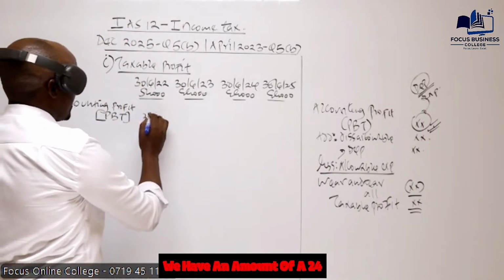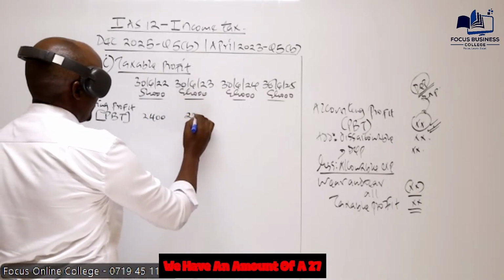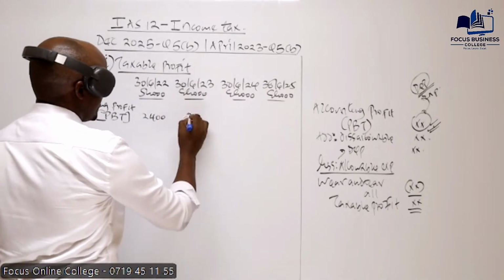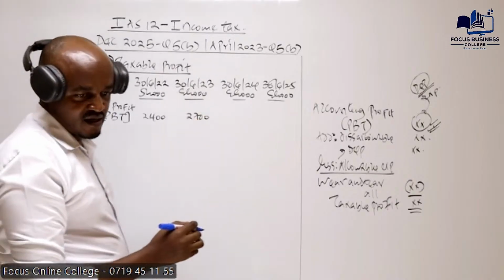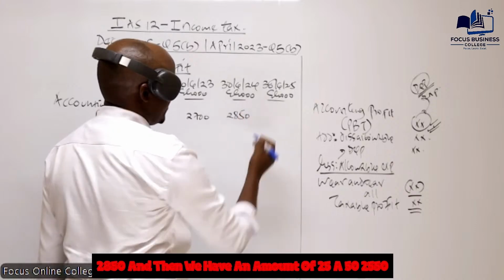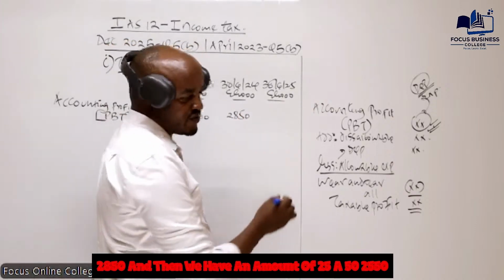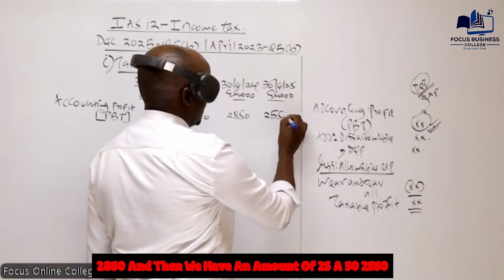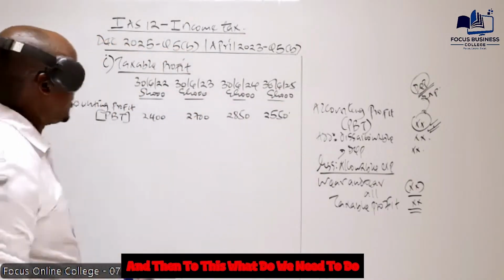We have an amount of 24, an amount of 27, an amount of 27, then we have an amount of 2850, and then we have an amount of 2550. And then to this, what do we need to do?